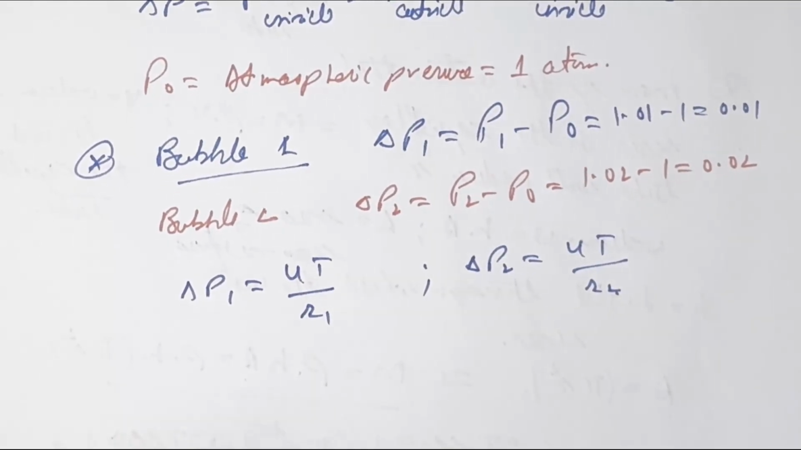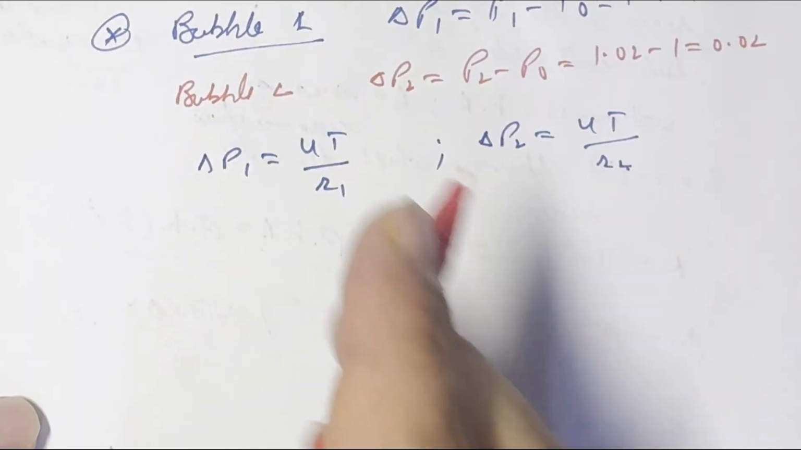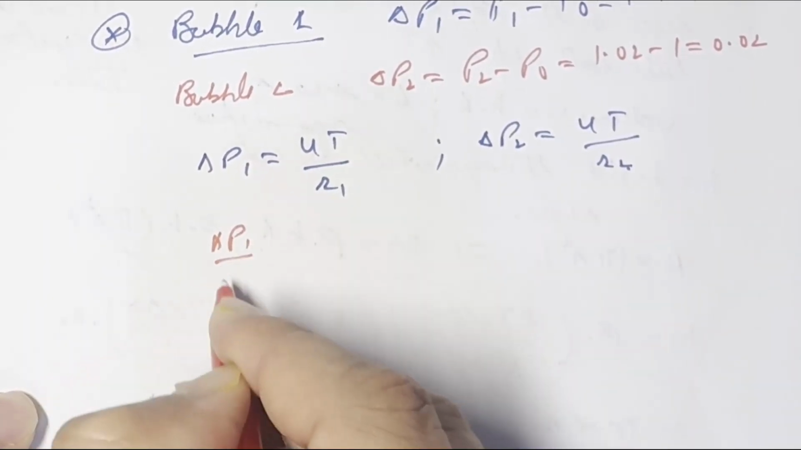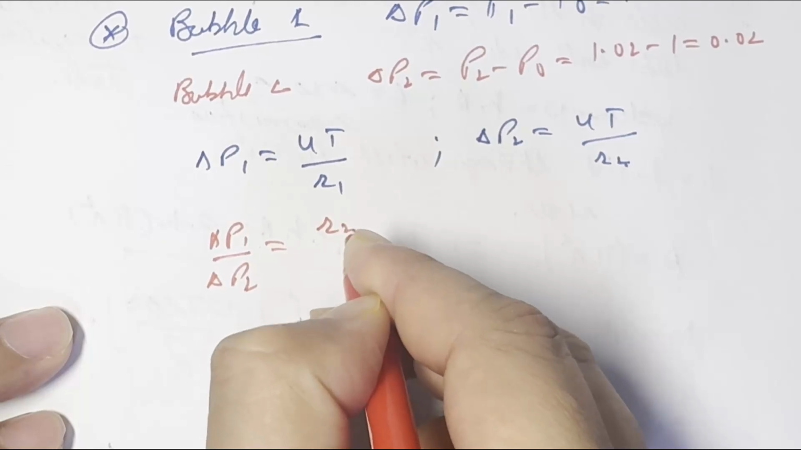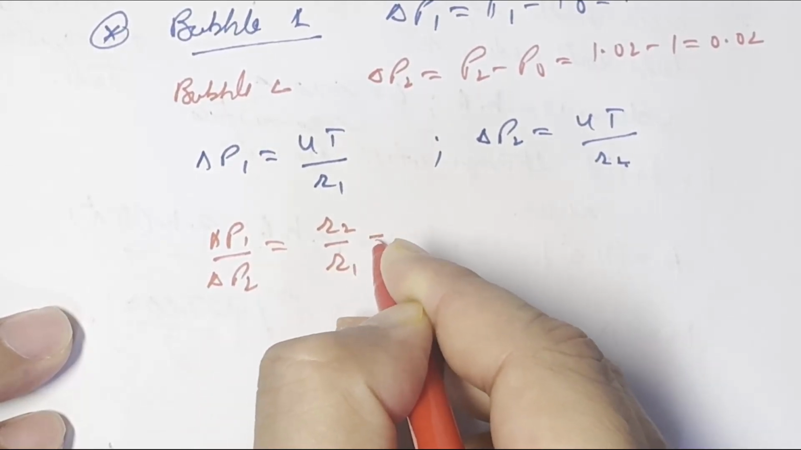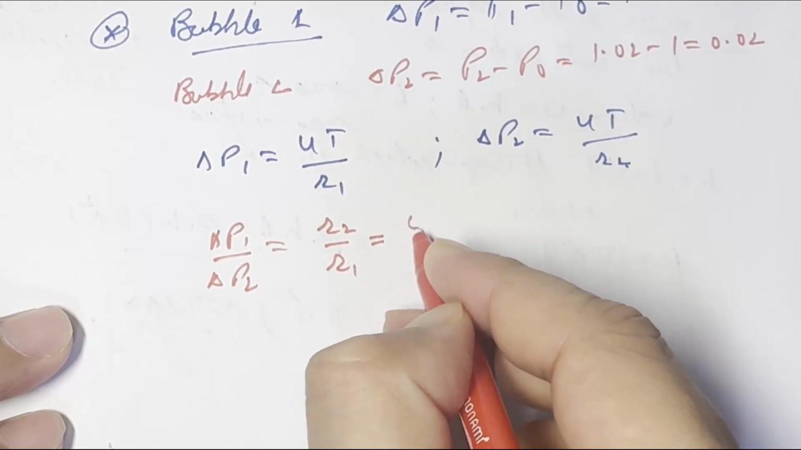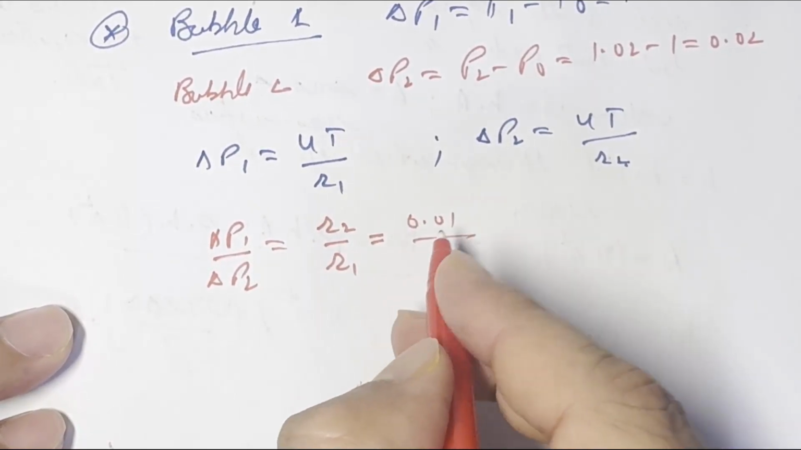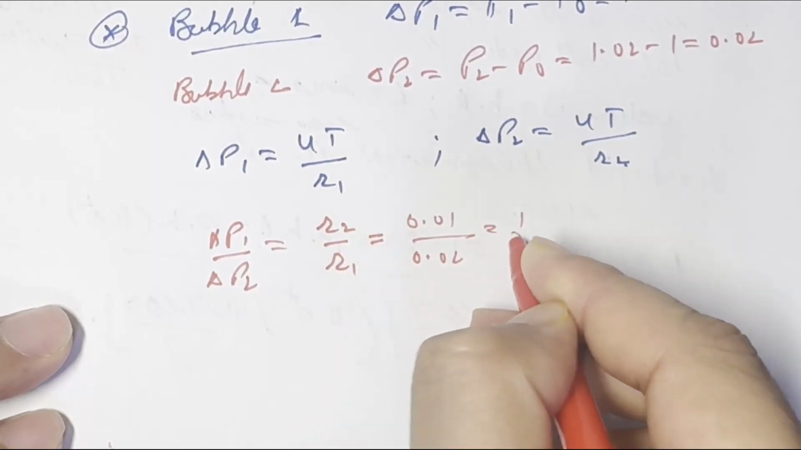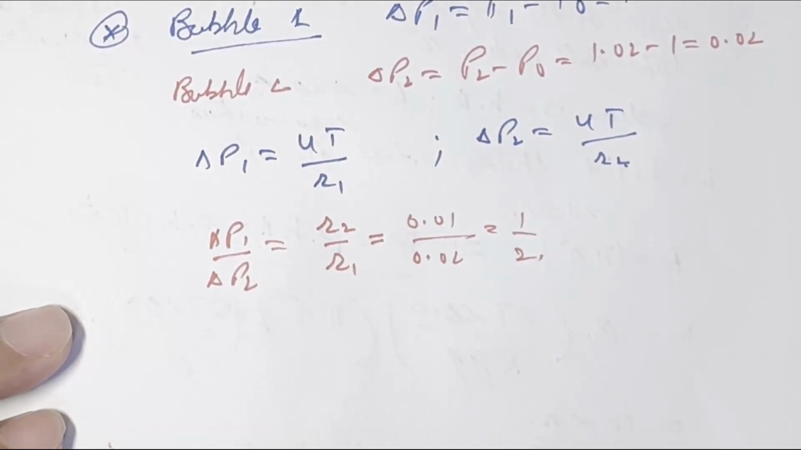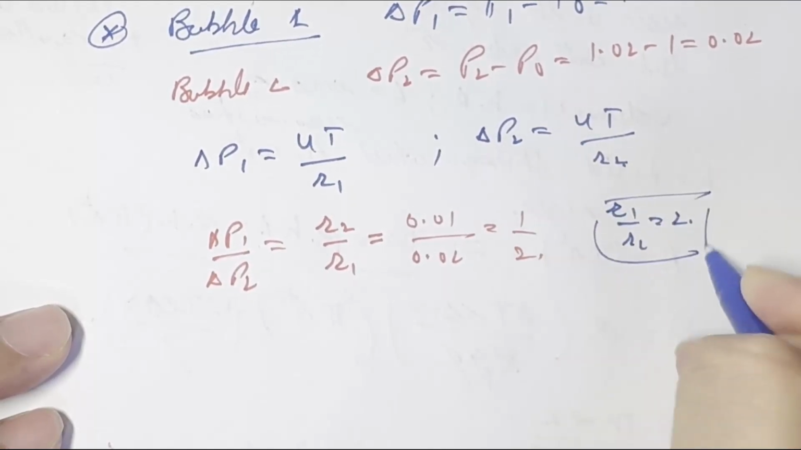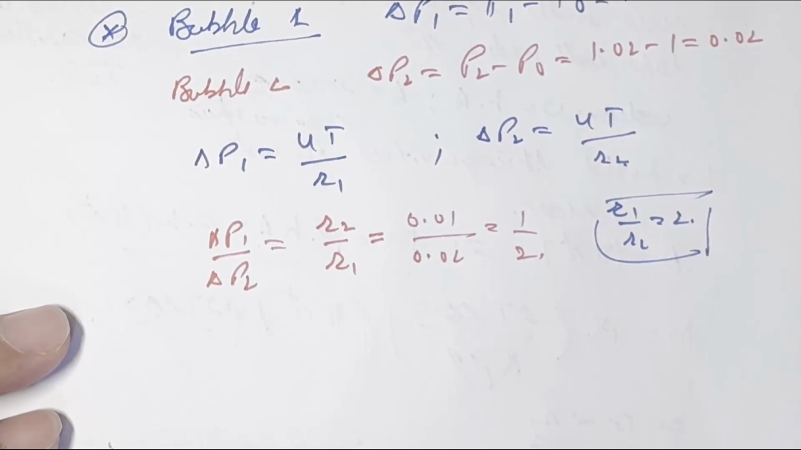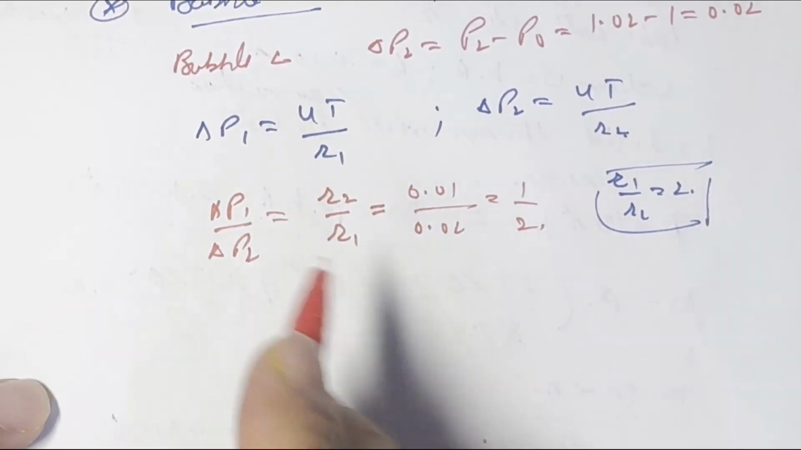So we take the ratio delta P1 upon delta P2. Delta P1 upon delta P2 will be equal to R2 upon R1, and delta P1 is our 0.01 and delta P2 is our 0.02, which becomes 1 upon 2. So it means the ratio of the radii, that is R1 upon R2, is equal to 2. And we are supposed to find out the ratio of their volumes.